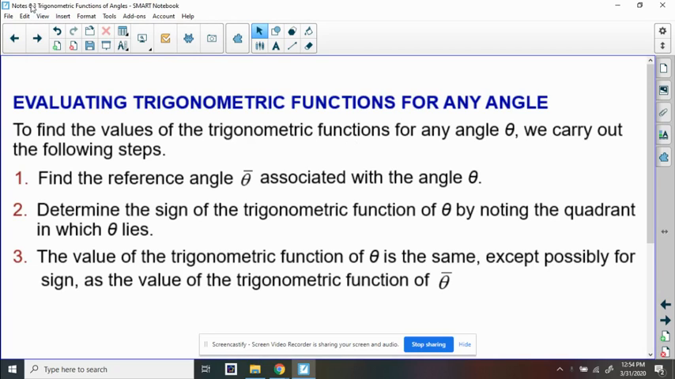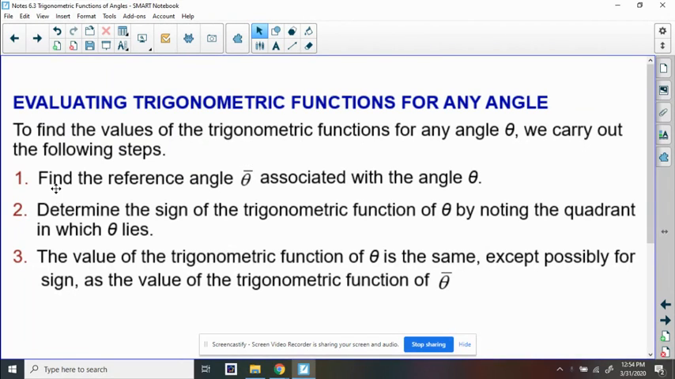This is the second video for section 6.3, trigonometric functions of angles. Here we have instructions, or more like steps, to evaluate trigonometric functions for any angle. So let's go through that. To find the values of the trigonometric functions for any angle theta, we carry out the following steps.